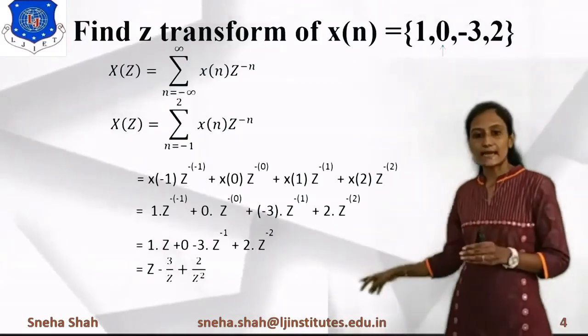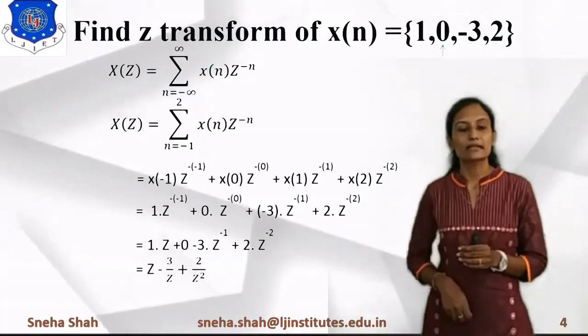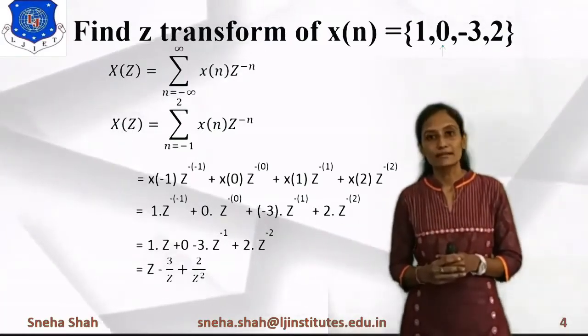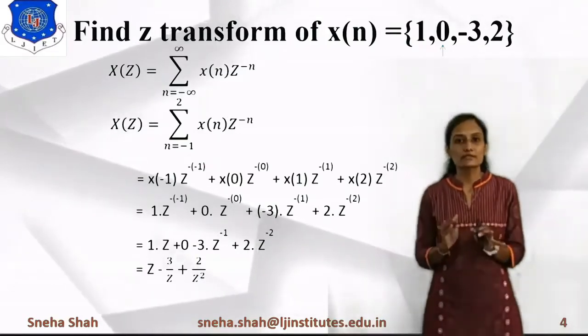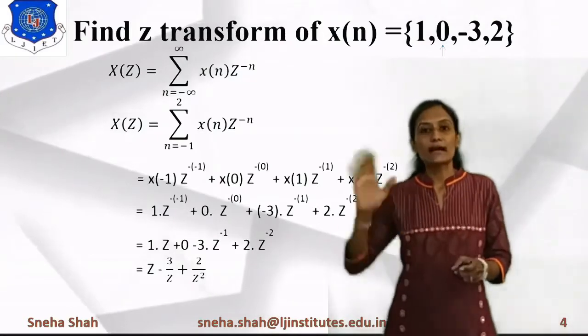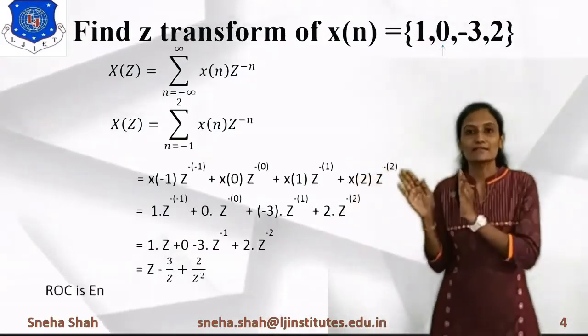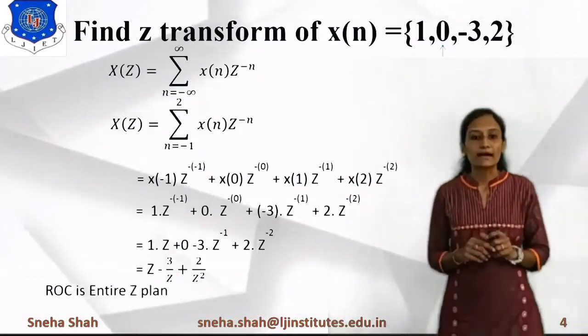Similarly, if I take z equals to infinite in this portion, instead of z I take z equals to infinite, so x of z will give you an infinite term. So these two values are not valid, so we will remove these two values. So what is ROC? ROC is the entire z plane except z equals to 0 and z equals to infinite. So this is your final answer with ROC.